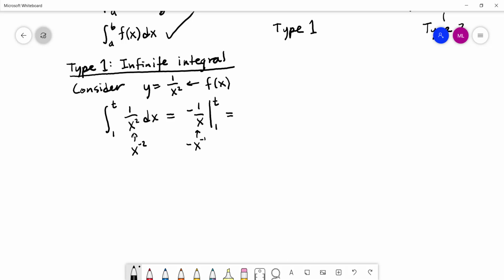And when we do that, when I plug in the upper bound, I'll get negative 1 over t, and when I plug in the lower bound, I'll get minus a negative 1 over 1. Toss some parentheses around these to make it a little more clear. So here's the upper bound minus the lower bound. This minus a negative will become positive. 1 over 1 is just 1, so this will simplify to just 1 minus 1 over t if I switch the order of these two terms to clean things up a little bit. So this is the result. And now I want to think about what happens for different values of t.